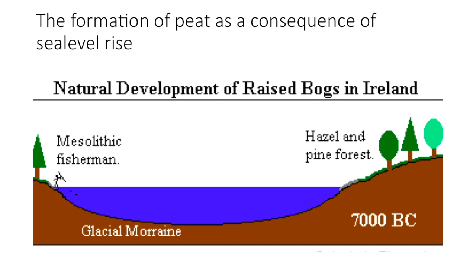Okay, here we have a picture. And this is the picture 7,000 years before Christ, so 9,000 years ago, at the beginning of the Holocene. And here you see a Mesolithic fisherman. So this is the Stone Age, and he's fishing. And he's fishing in a lake. And there's a hazel and pine forest because it's still pretty cold. And here he is, and he's fishing. And this is the beginning of our peat bog, right here.